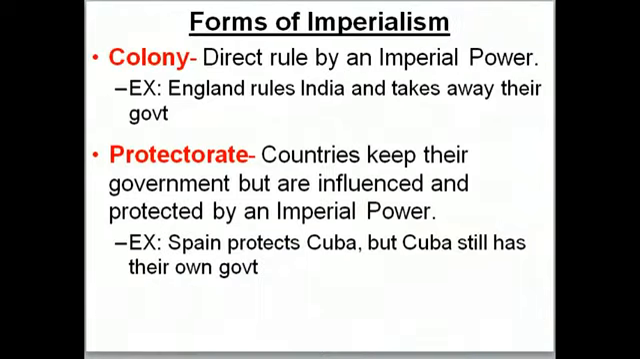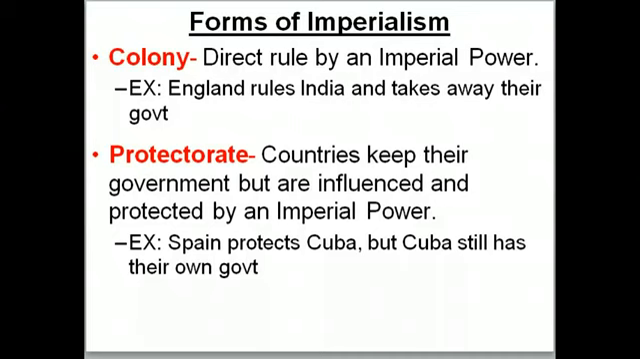So we also have some different forms of imperialism that we need to know. A colony is direct rule by an imperial power where they are bringing in their own government in this new colony. So England rules India and takes away the Indian government and replaces it with English officials who take a boat over. We also have what's called a protectorate, where the countries keep their government but are influenced and protected by an imperial power.